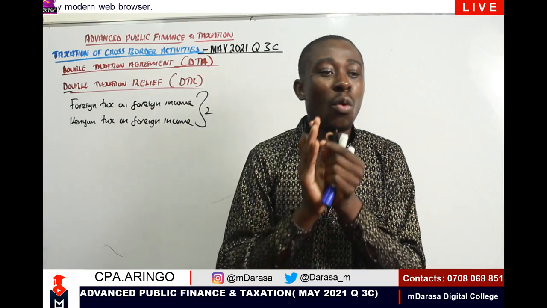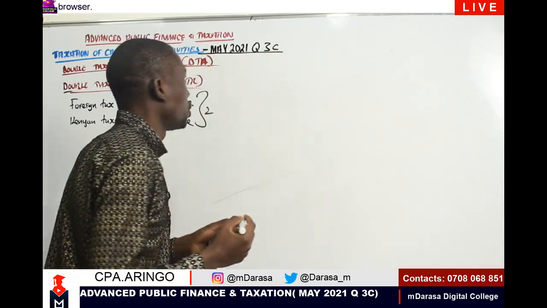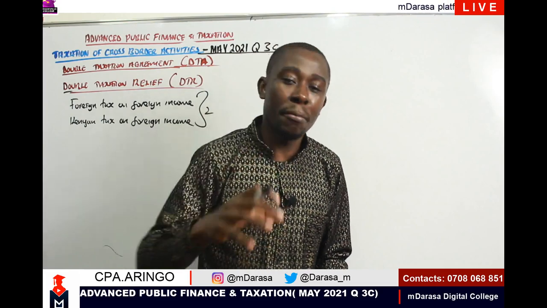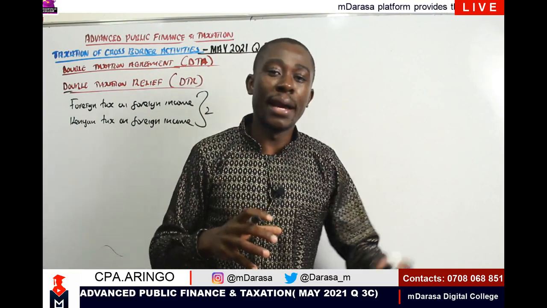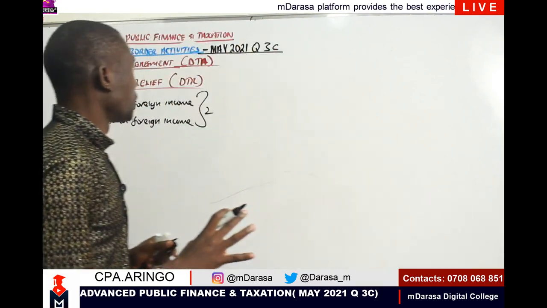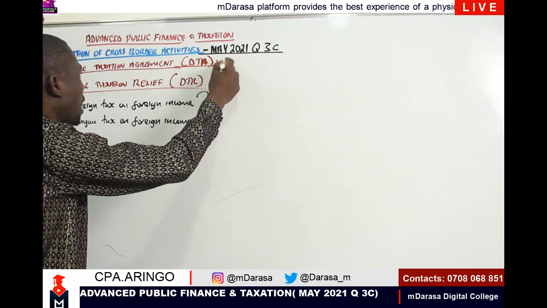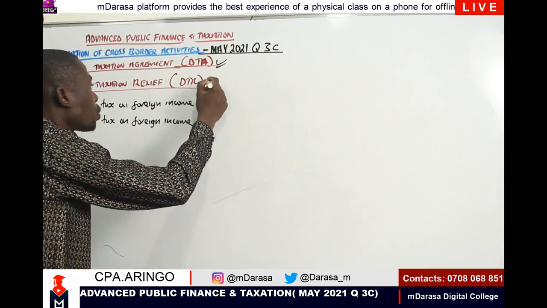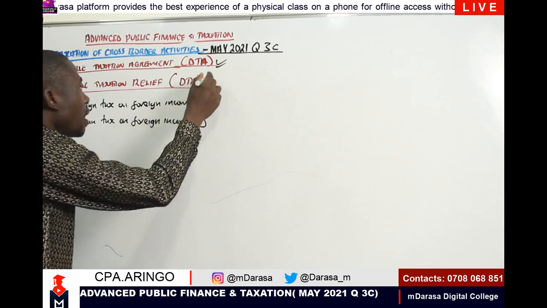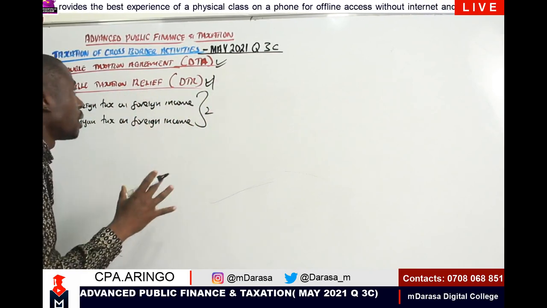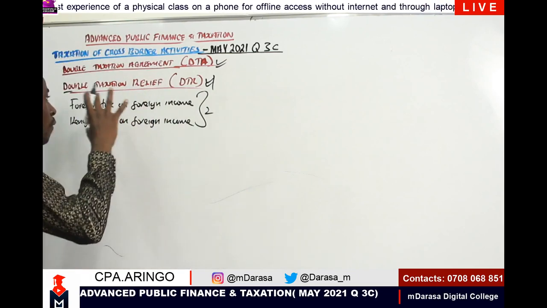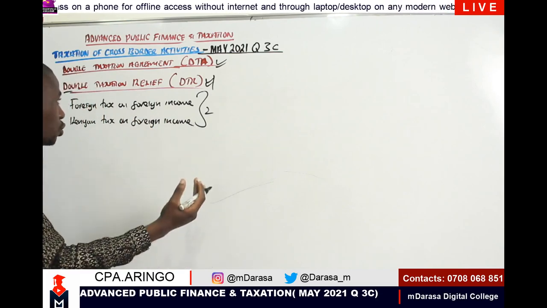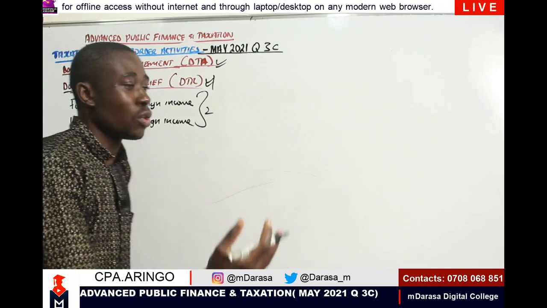So today, I want us to go straight to this question, May 2021, question number 3, part C. We are going to remind ourselves of the steps that we are supposed to follow while working out such questions. Kindly go through the video for double taxation agreement very well, the one where we introduced that concept and looked at it deeply. I'll also want you to go through some of the main components. The key element is that to identify double taxation relief, I'm going to compare the two: foreign tax on foreign income and Kenyan tax on foreign income.